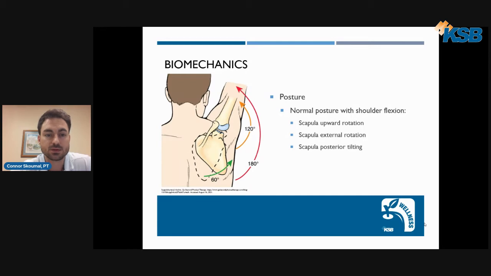Posture is very important in terms of getting that full range of motion when you are lifting overhead. So normal posture with shoulder flexion or just lifting forward, you need to have good scapular upward rotation. So that's kind of the green arrow as it first comes up to the side. You need to have good upward rotation. You need to have good external rotation. That's basically the hugging of the scapula on the thorax, or actually more pulling back towards the spine, making sure that you don't get a winged scapula or things like that. And then also posterior tilting. So that's just if the scapula was posterior tilted, kind of towards us here, instead of rolling forward and having that forward shoulder.